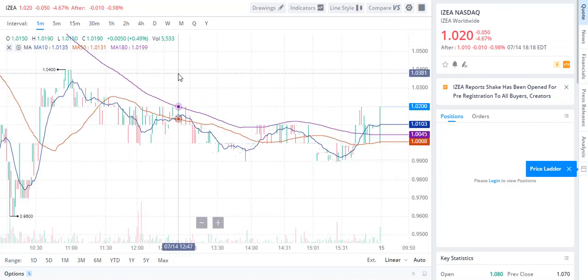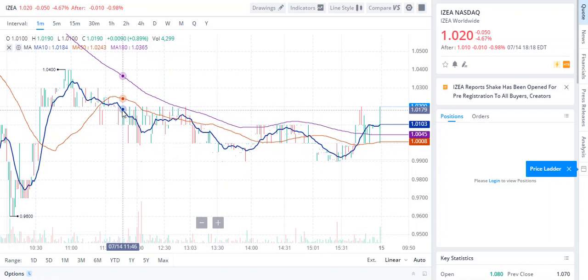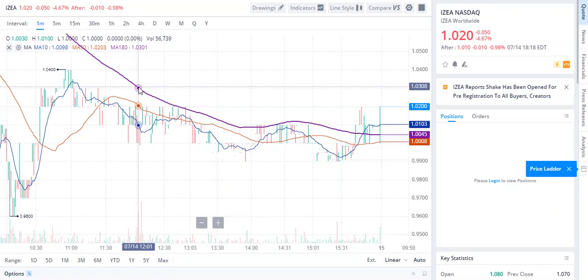So as far as a trend goes, for an uptrend, what you want is to see the blue line, the moving average 10, to be above the orange line, the moving average 50, and you want the orange line, the moving average 50, to be above the purple line, the moving average 180.